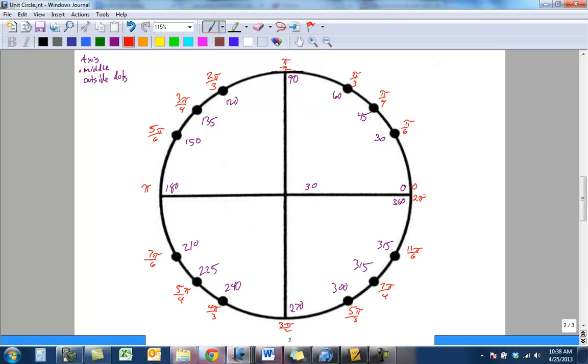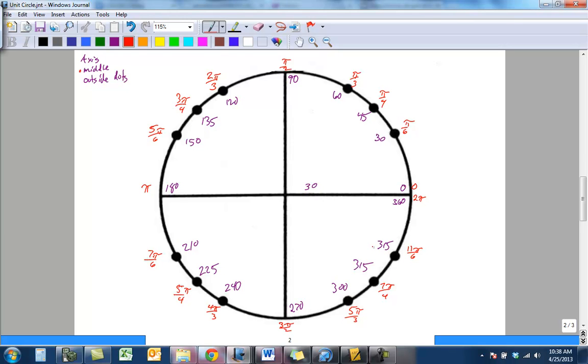Now what's nice about the unit circle is, remember how we used to have to convert by using the formula? Now if I ask you what is the radian equivalent of 240 degrees, 240 degrees is 4 pi thirds. Or if I ask you what is the degrees equivalent of 315 degrees, or excuse me, 11 pi sixths, it's 330.